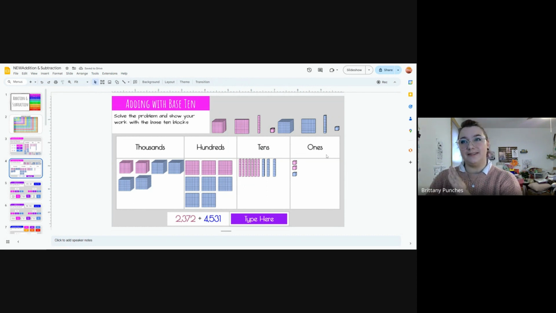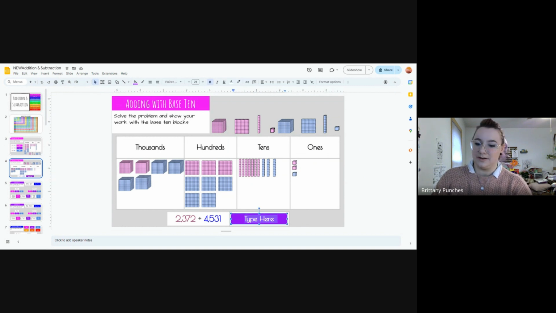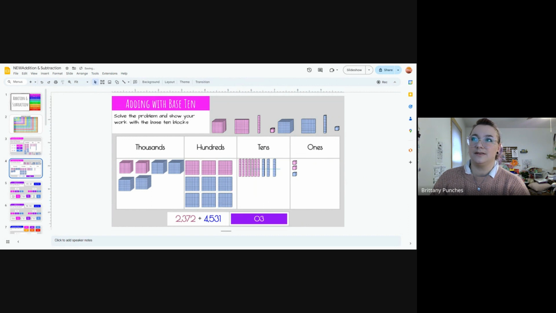Let's start from our ones and add towards the tens, just in case we have to regroup. Our ones, we have 1, 2, 3. Our tens, we had 7. 1, 2, 3, 4, 5, 6, 7, and 3 more. 8, 9, 10. Notice that we hit 10, so we need to put a 0 here and add 1 more to our hundreds. See that? There we go.